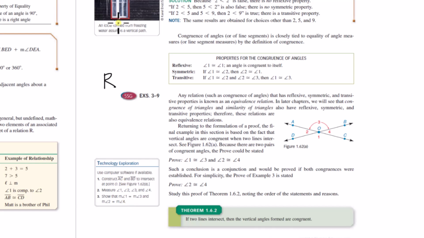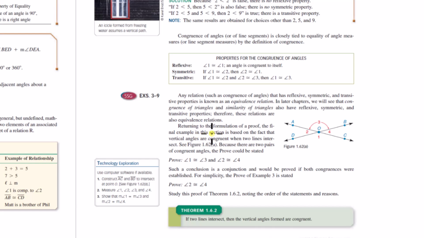You can't just say congruent, you have to specify. So sometimes you can't just state the relation. You have to state the elements as well. But if you have a relation between elements and you state the elements and you state the relation, and for all of those elements in that relation the reflexive, symmetric, and transitive properties are satisfied, then that's called an equivalence relation.